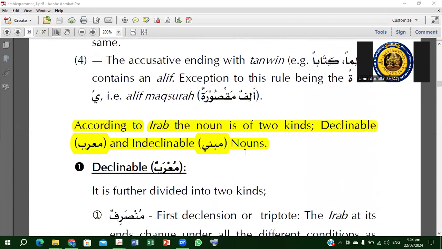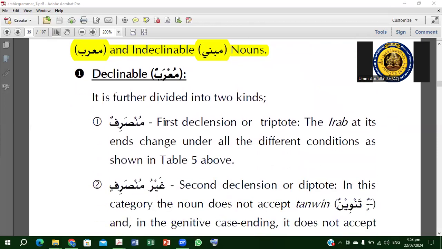Okay. And already you have a concept of fully flexible. Now the change of Arab, like Rafa Nasab Jar. There are some nouns who are fully flexible. They take all three harakat for Rafa Nasab Jar. There are some partly flexible, okay? And in partly flexible, we know that they just take Dhamma and Fatha. They don't take Kasra. Remember, this is also a revision. They don't take Kasra and they don't take Tanween.